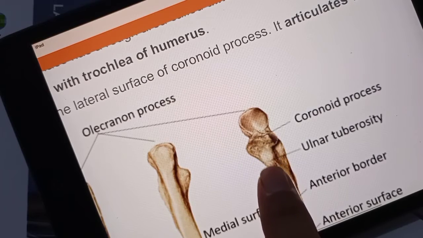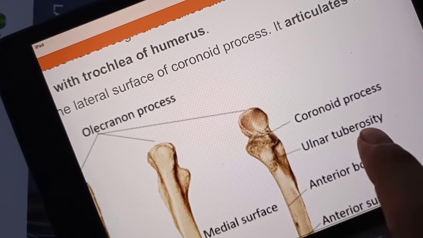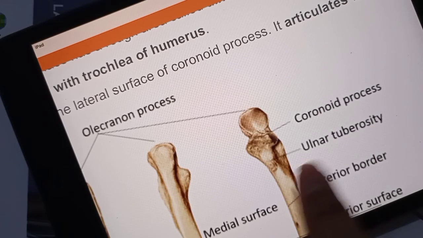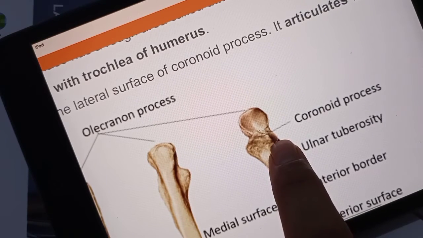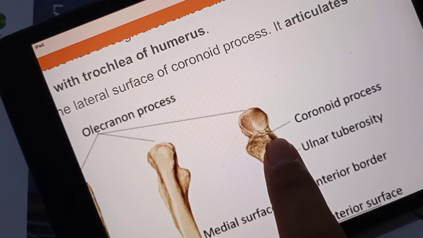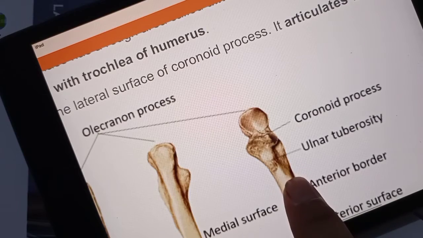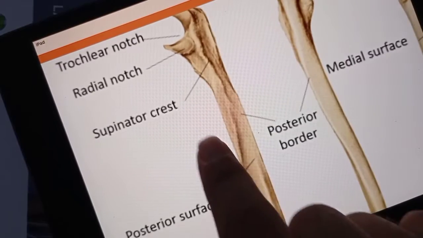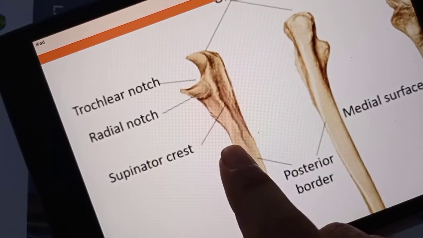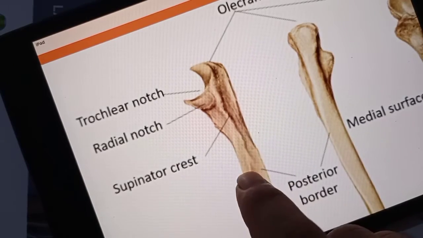Below the coronary process, there is a small projection which is called the ulnar tuberosity. Because it is on the ulna, it is called ulnar tuberosity. But in the case of the notch, the notch was for the radius attachment, so this was called radial notch. On the lateral side, you can see there is another small ridge which is called the supinator crest. Here the supinator muscle is attached.